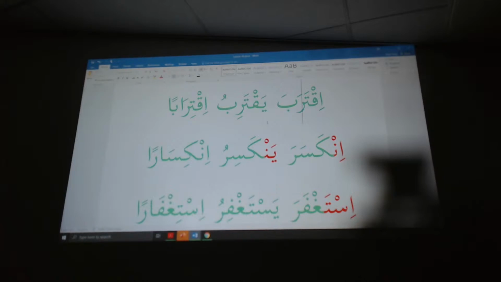Ism maf'ul is exactly the same except مقترب. You make an E to A. Then you're left with the Amar and Nahi. Amar is easy. اقترب. So you're going to go Anta, اقترب. Antuma, اقتربا. Antum, اقتربوا. Anti, اقتربي. Antuma, اقتربا. Antunna, اقتربنا. Remember command, this second to last letter goes E.